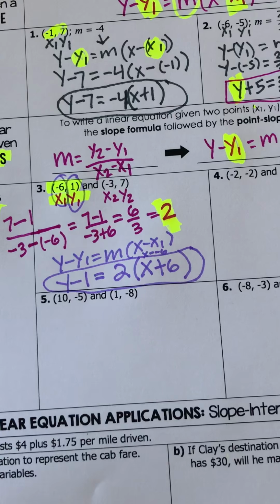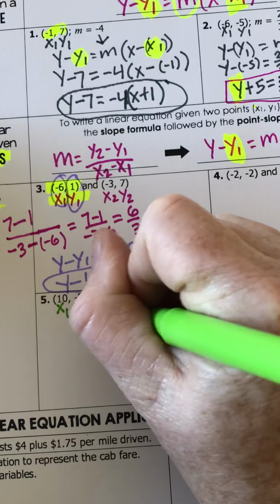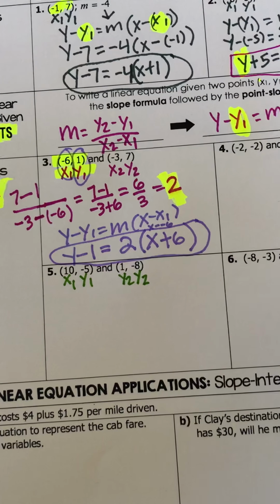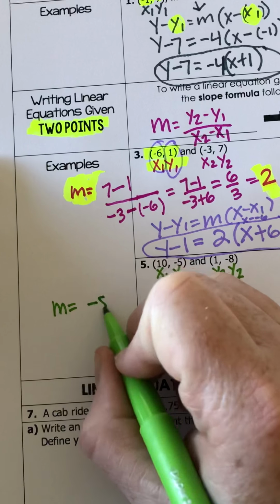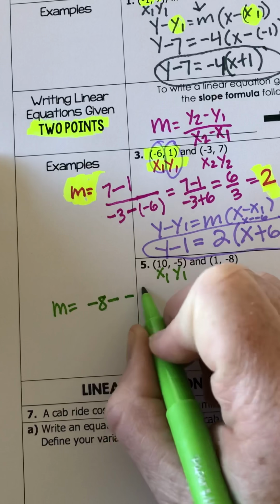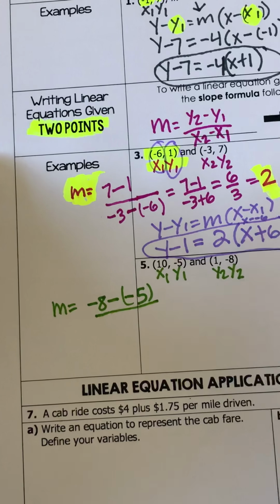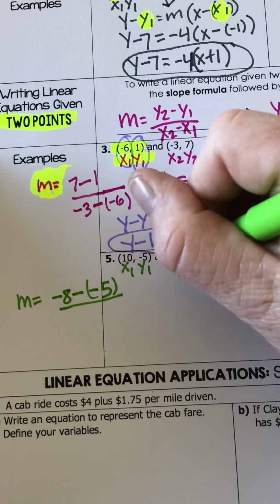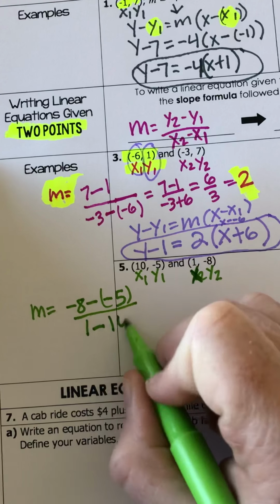Okay, so our form for point slope needs a point and a slope. But we aren't given the slope. We gotta use our slope formula first. So y2 is negative 8 minus y1 is negative 5, all over x2 is 1. Oh, I wrote that wrong. This is x2. Okay, x2 is 1 minus x1 is 10.